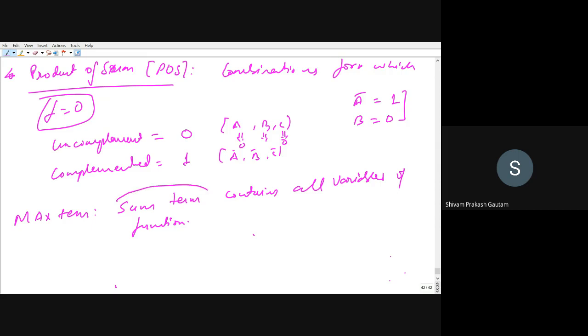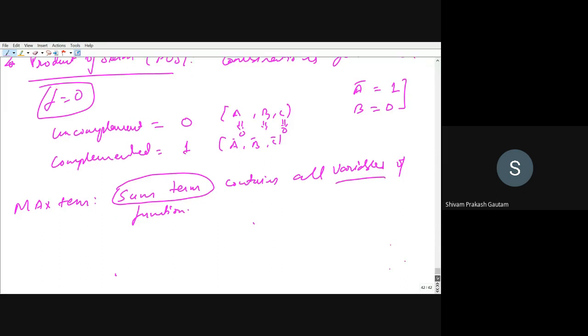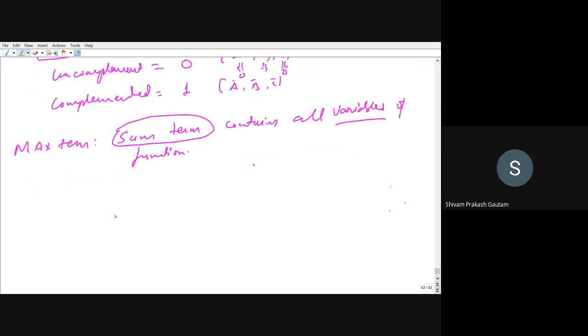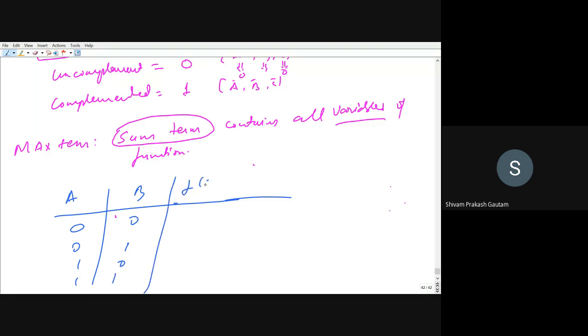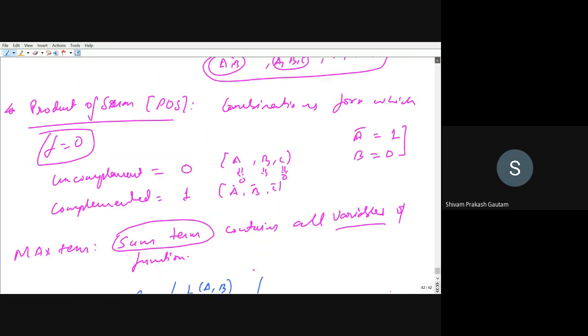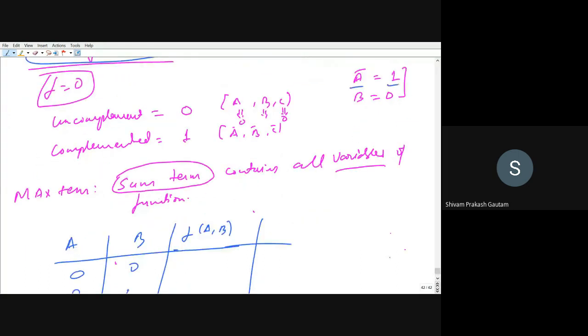You can see we are having here sum term, because in sum of product we are doing the product of the terms, but here in product of sum we are doing sum of terms. It should contain all the variables of the function. So for example, if you are having two variables, a and b, they can again have values 0 0, 0 1, 1 0, 1 1, and let us say the function can be represented by ab. Now we are representing in product of sum form. And here you can see a complemented is represented by 1 and b uncomplemented is represented by 0.